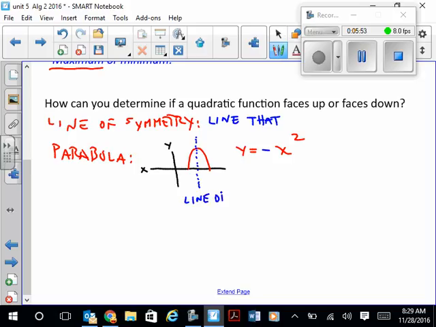If the parabola is on its side, would we still use the x-axis? No. But that's why we're going to keep it specific to just one scenario for today. We're not going to do all the versions.